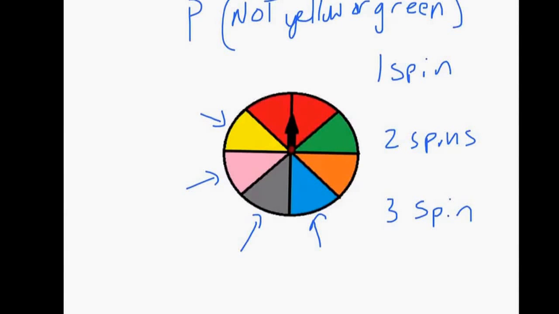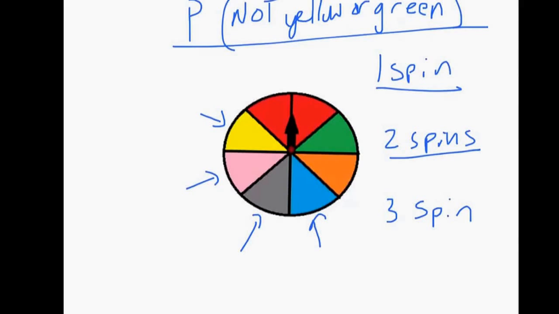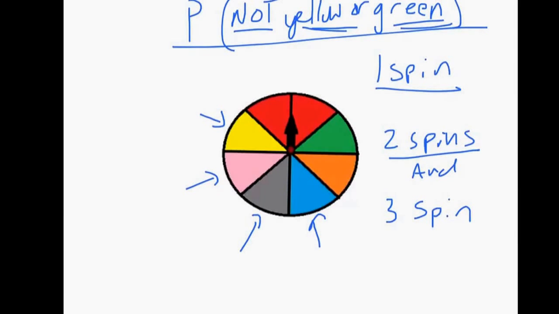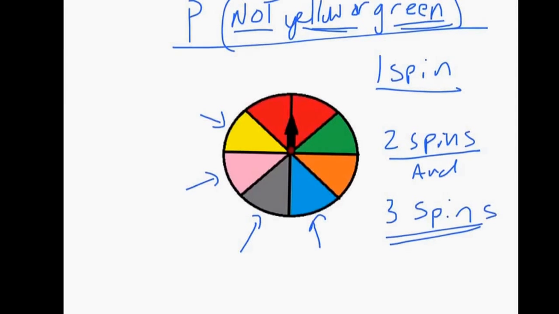Notice the first one, one spin, is essentially this. However, when I say two spins, I am introducing the word and. It has to be not yellow or green, and again, not yellow or green. It's going to be a fraction of a fraction. It's going to decrease your chances. And lastly, what's the probability of not getting yellow or green in three spins? In other words, you would have to not get it the first time, not get it the second time, not get it the third time. Try.